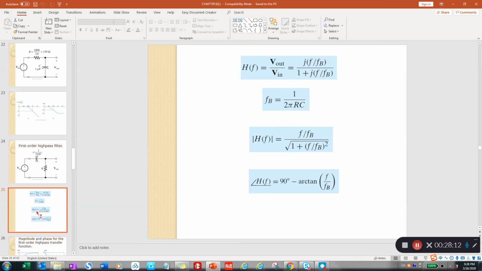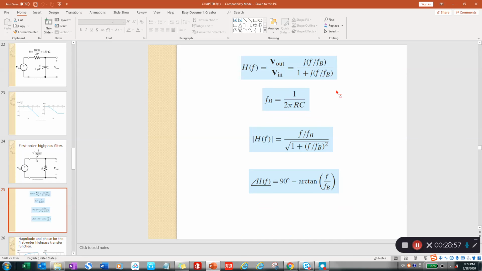If you are interested, you can derive it by yourself and then compare it with the book so that you will know if your calculation is correct or not. So after we get the transfer function, we can see the transfer function equals jf over fb divided by 1 plus jf over fb. The only difference here is for the low-pass filter, the numerator is 1. For the high-pass filter, it is jf over fb. The bottom part is the same.